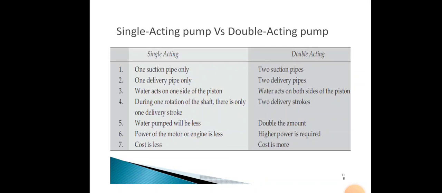Then, single acting pump versus double acting pump. In a single acting pump, there is one suction pipe only. In a double acting pump, there are two suction pipes. In a single acting pump, there is one delivery pipe only. Here, two delivery pipes. In a single acting pump, water acts on one side of the piston, and in a double acting pump, water acts on both sides of the piston.